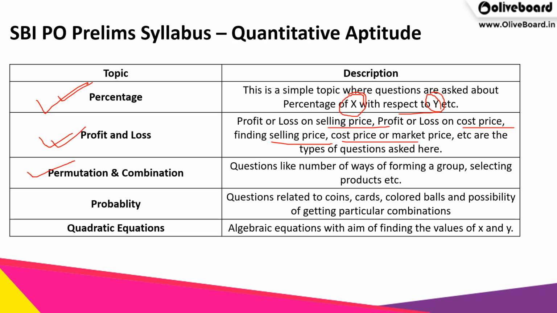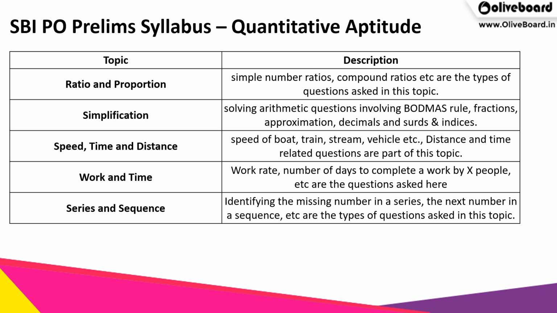Permutation and combination, questions like the number of ways of forming a particular group or selecting products, etc. So these are the questions from permutation and combinations. Then you will have questions from probability with respect to coins, cards, colored balls, etc. and quadratic equations. So these are algebra based equations wherein you have to find the value of X and Y. You will also have questions from ratio and proportion. So simple number ratios or compound ratios.